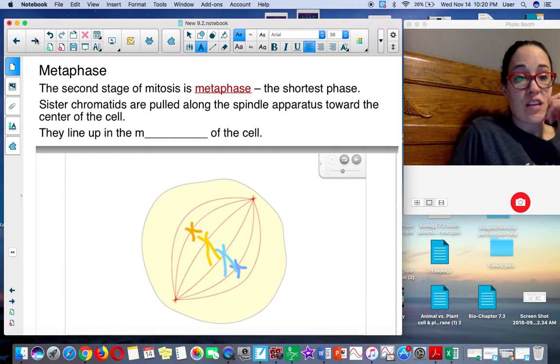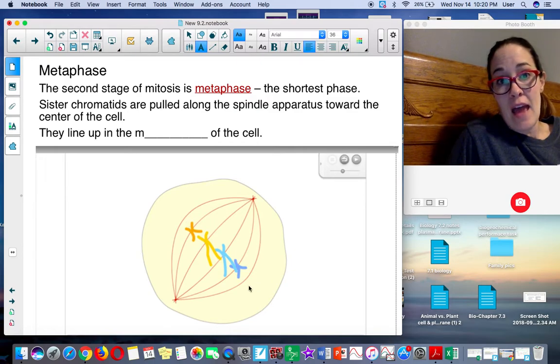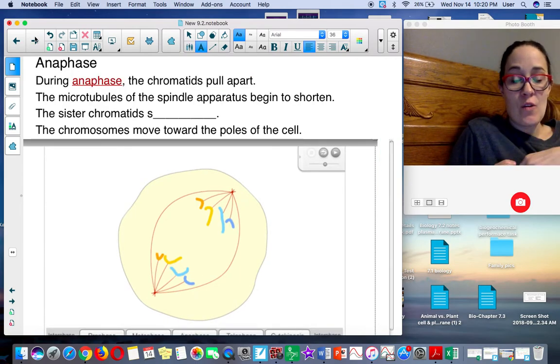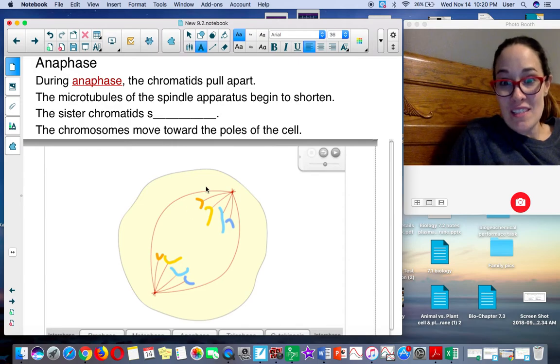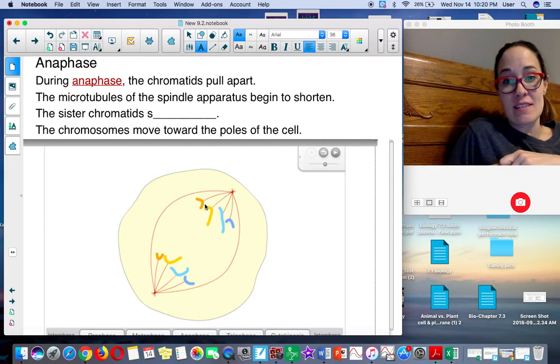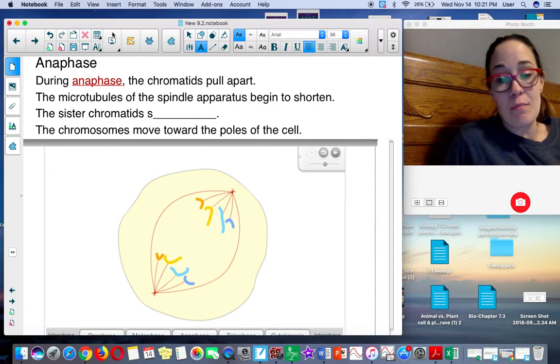Metaphase is the second stage, and it's clear that it's in metaphase because the chromosomes line up at the middle. Right at the middle, it's called the equatorial plate. The next phase, anaphase, look at that. The chromatids are being pulled apart by that spindle apparatus, and the spindle fibers shorten. So the sister chromatids separate, and they're moved to the opposite poles of the cell.